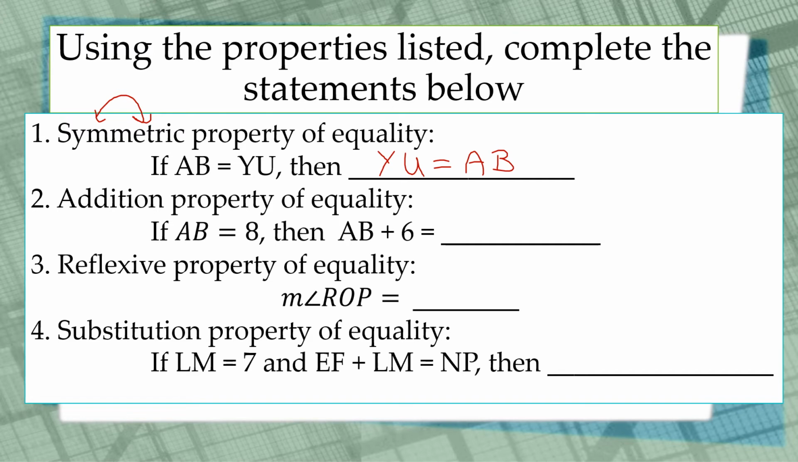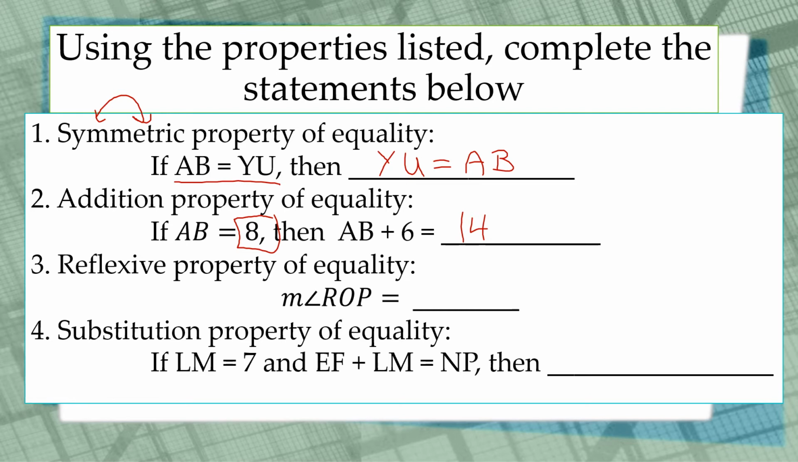Addition property. If AB equals 8, then AB plus 6 equals, so again, it's recognizing how for number 1, we rewrote this entire thing. Here, we're just rewriting the right-hand side. So it's important you're recognizing what they're doing. They're adding 6, right? So then you just do 8 plus 6, okay? So it would be 14 here. So AB plus 6 equals 14 because that's what 8 plus 6 is.